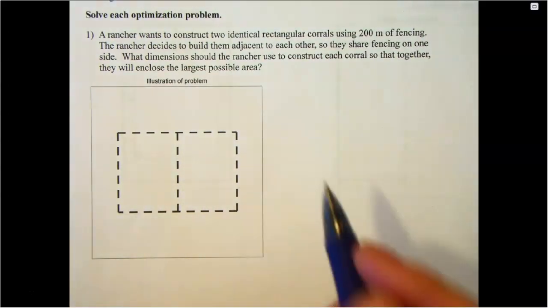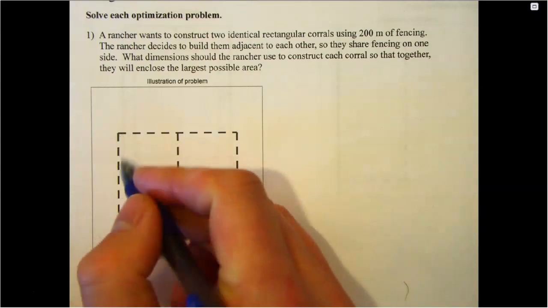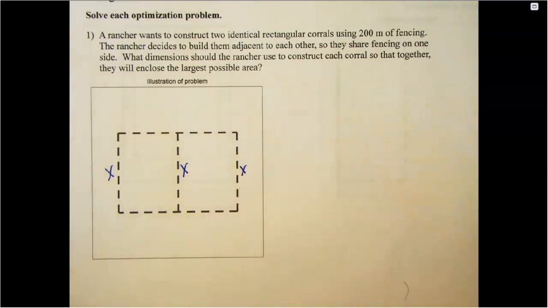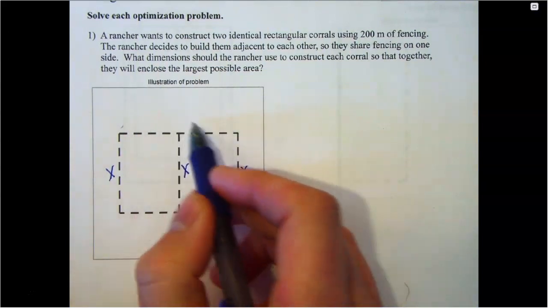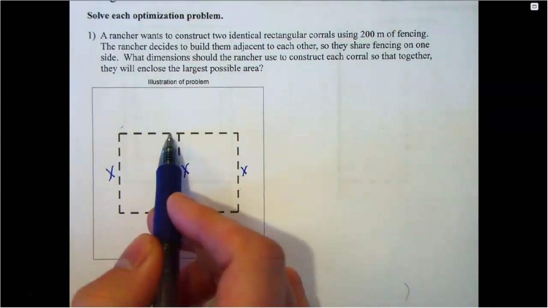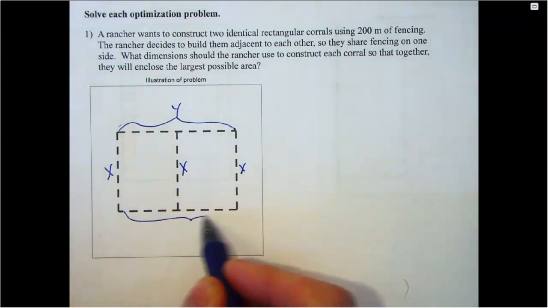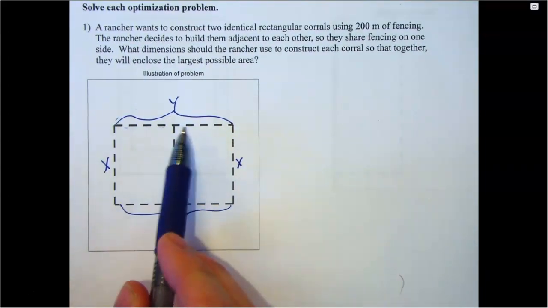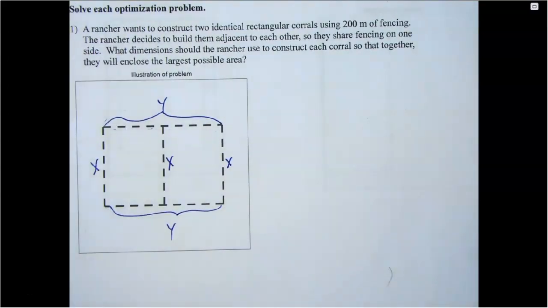So you're going to label the sides. You can do it a couple of different ways. I would probably call this X, this X, this X, and you could call this whole thing Y, and each one of these is half. That whole thing is Y. We could have also called this part Y, this part Y. It depends how you set it up, and then we'll adjust to it at the end.